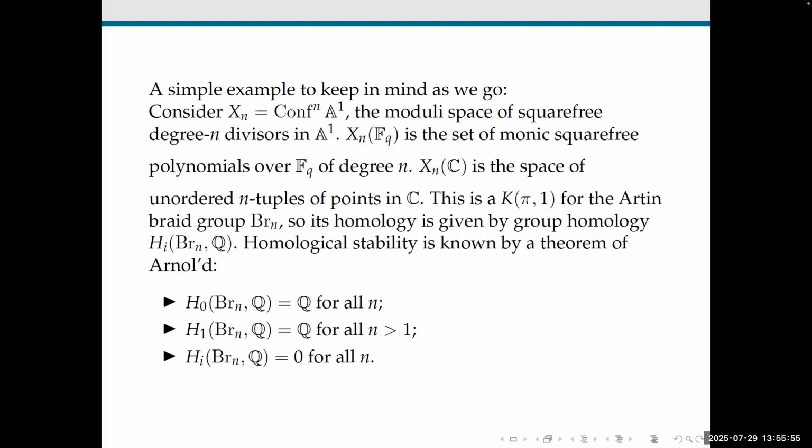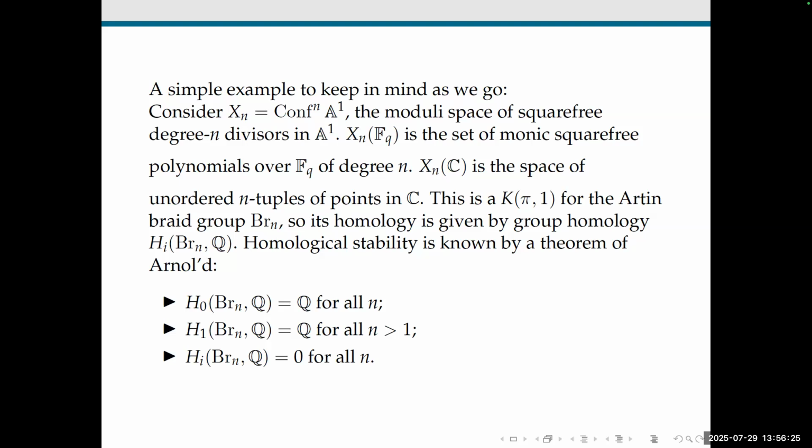My favorite moduli space. I'll let Xn be the configuration space of n points on A1. So it's the moduli space of n distinct points on A1. I like to think of that as the moduli space of square-free divisors on A1. That's a good pretentious way to describe n distinct points. So the Fq points on this variety are simply the set of monic square-free polynomials, right? There's a polynomial whose vanishing locus are those n points.